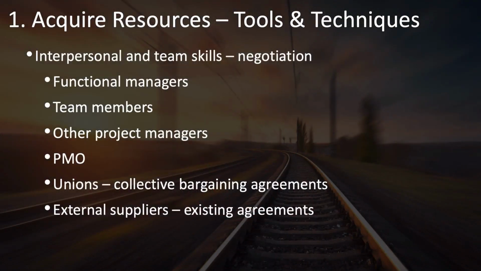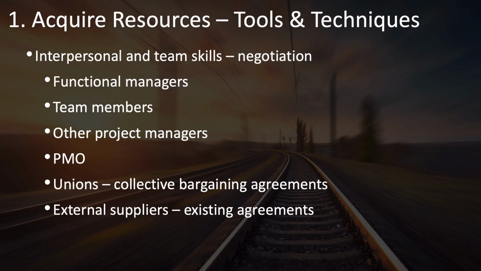Next on the list of tools and techniques is interpersonal and team skills, in particular skills such as negotiation, which you'll need to use in negotiating with others for the scarce resources that you need for your project, including functional managers, especially in matrix organizations, and traditional hierarchical organizations in which functional managers are in charge of and manage the resources, physical and people, that you need.